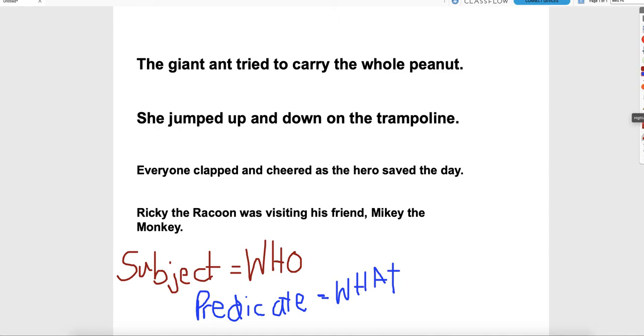What is the subject in that sentence? The giant ant tried to carry the whole peanut. Zayden, what's the subject? The giant ant. I'm going to just draw a line underneath it. That's not a very big line here. Let me see if I can make it this way. The giant ant is the subject. That's nice and big. All right. What is my predicate of that sentence? The giant ant tried to carry the whole peanut. My predicate, Angelina, is what? Tried to carry the whole.